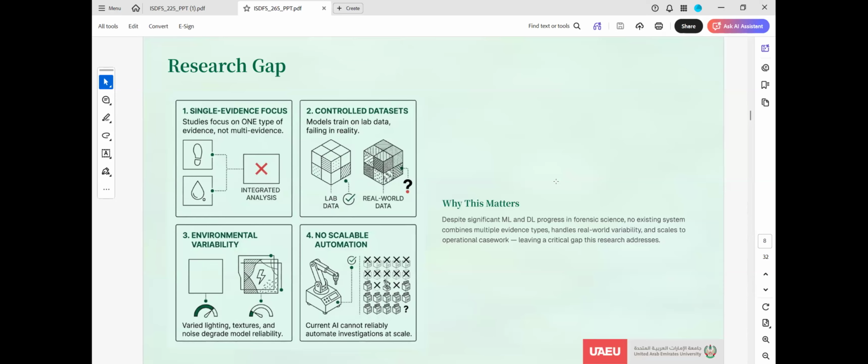Why? Because we focus on blood and footprint, and then on datasets, because we do not go to the lab data, we go to the real-time data, and on environmental variability, because lighting and textures and other things will cause some issues. So we have to improve that reliability, and with the help of this AI technology, we have to improve the variability and identify the research gap. So that is one thing.